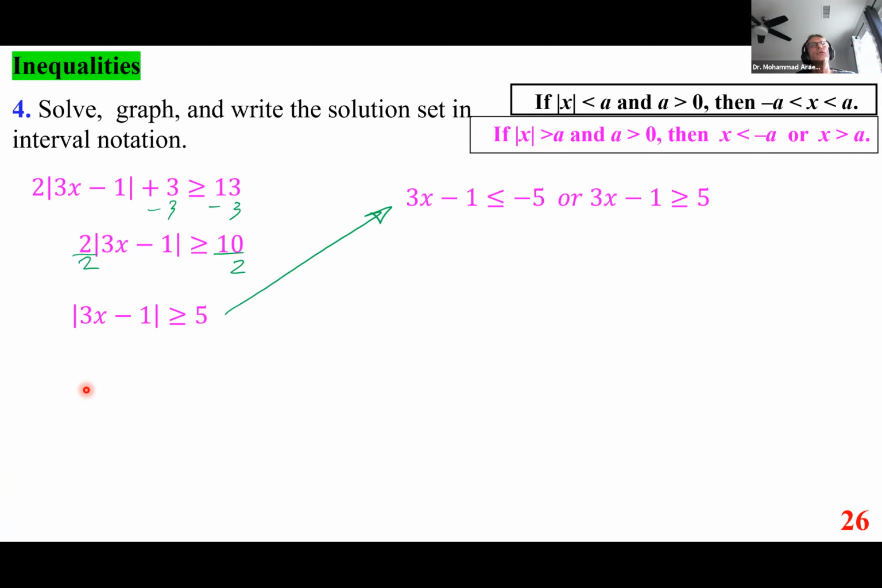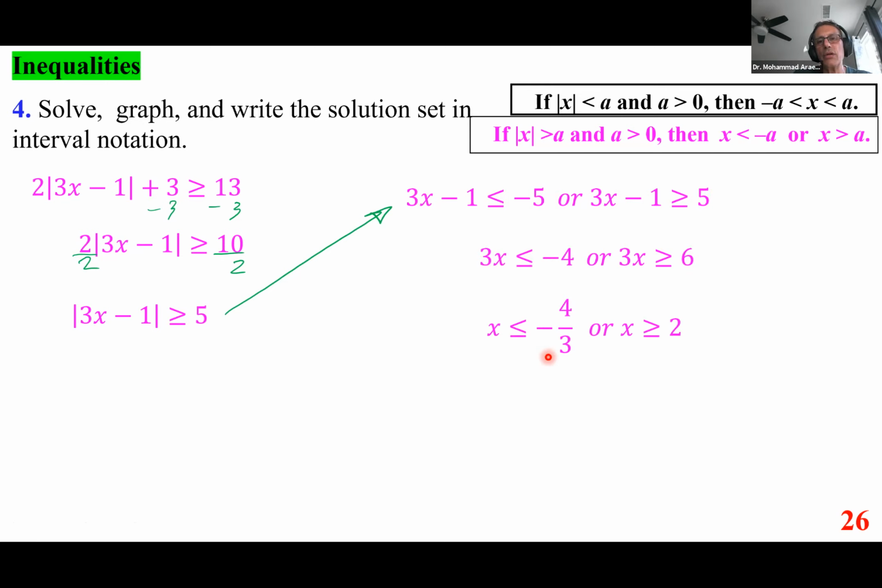Extremely important. This is how you deal with an or statement. All right, we are going to move the negative one. That means add 1 to both sides. So this becomes 3x, this becomes -4, this becomes 6. Divide both sides by number 3.